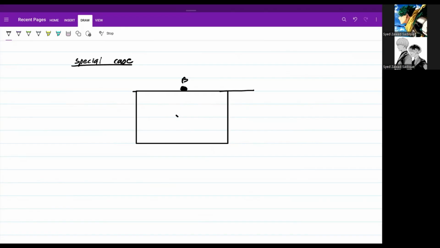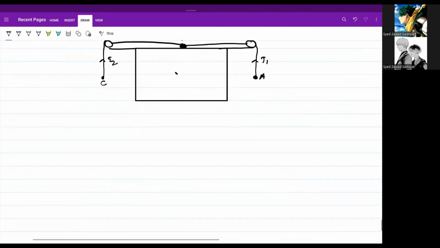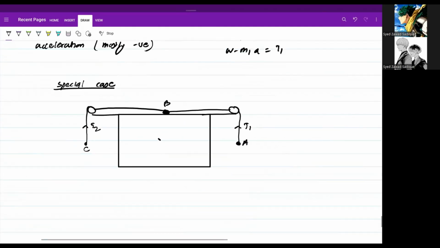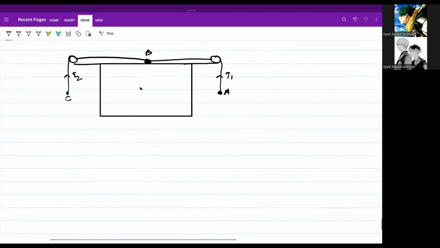So here is a pulley. Okay. And let's say here is particle A. So this is again a pulley. And this is particle C. Right. You will see questions where there's T1, there's T2. There are two types of tension. And let me tell you, the way to solve this is completely different. Therefore, I'm just going to say note.